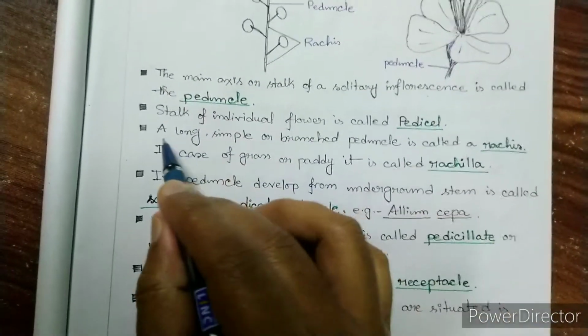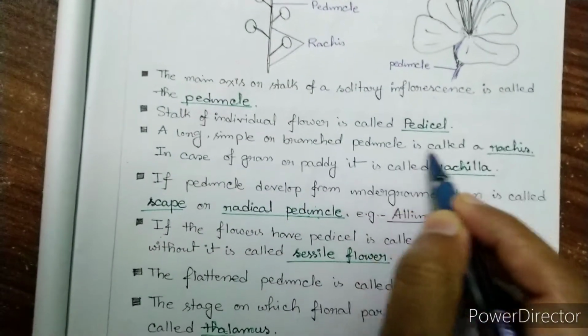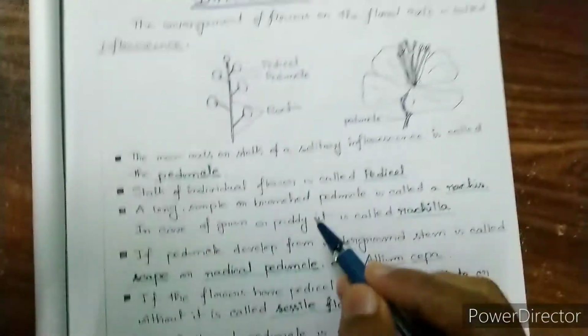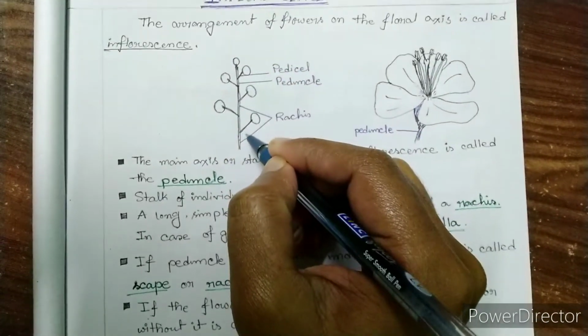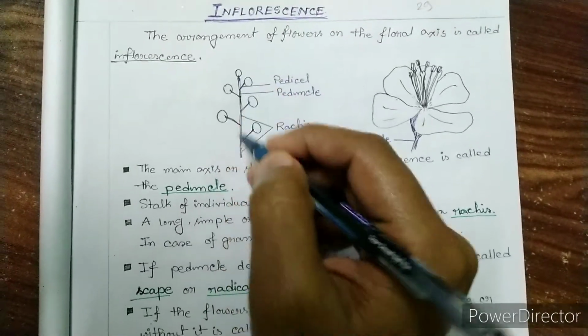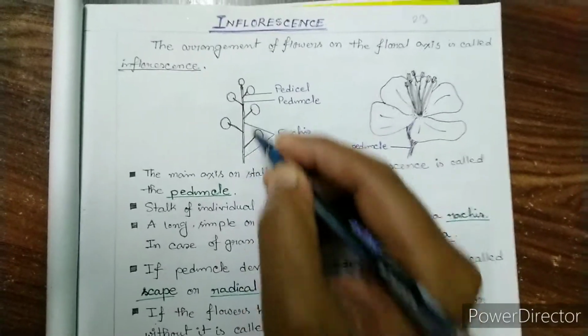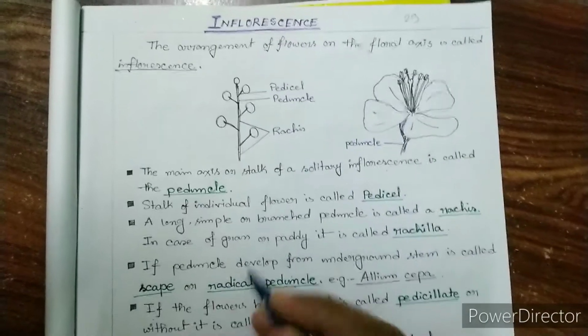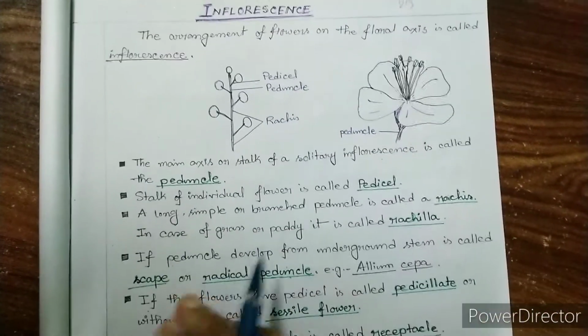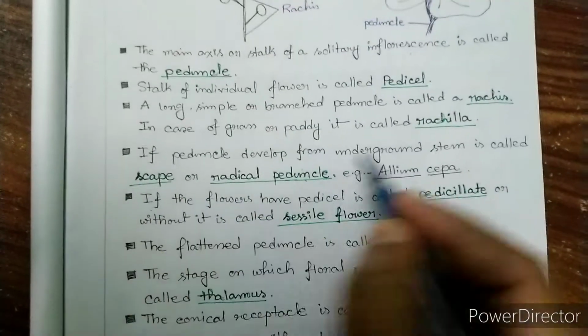Now after that, a long simple or branched peduncle is called rachis. Then you just look at one thing, this is the long axis. Okay, when this looks much longer than the simple one, then this type of peduncle is called rachis. Okay, so I hope this is clear to you.